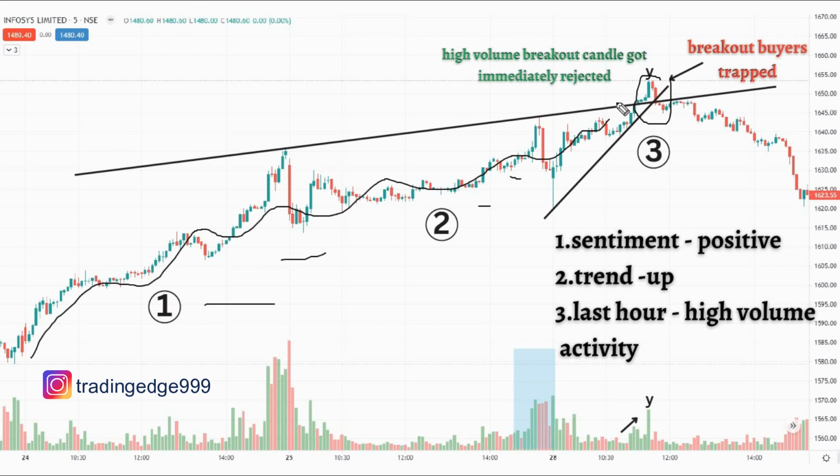Okay, so we will never enter on this breakout. Why? Because of 2 trending days previously.